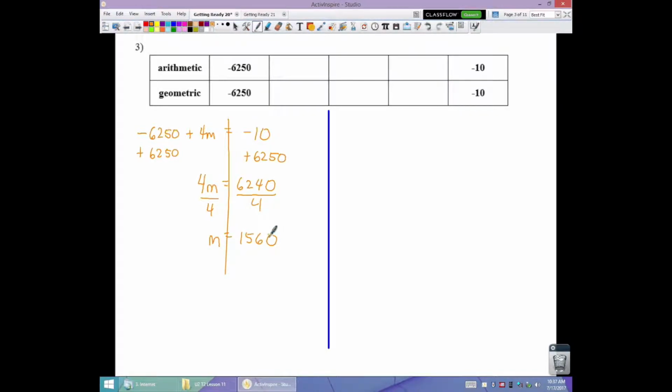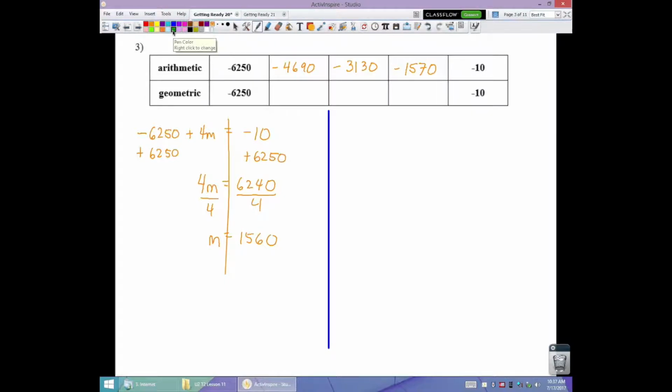Okay, so negative 6250 adding 1,560 is negative 4690. Add another 1560, we're at negative 3130. Add another 1560, we're at negative 1570. And then the next time it brings us to negative 10.